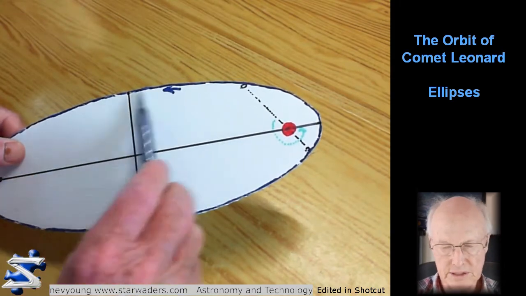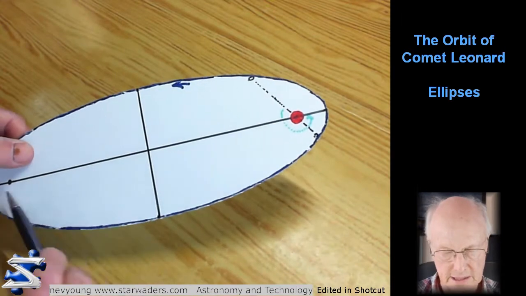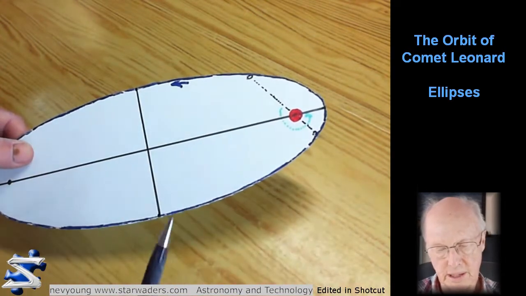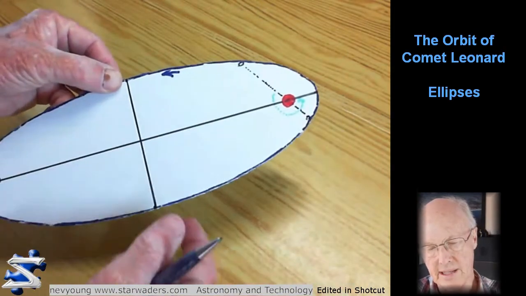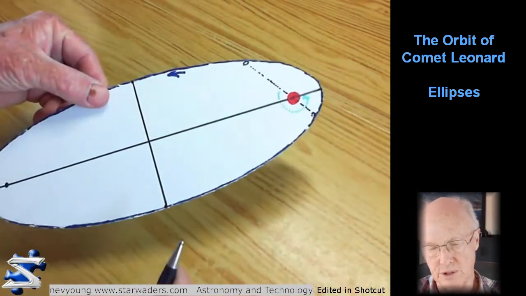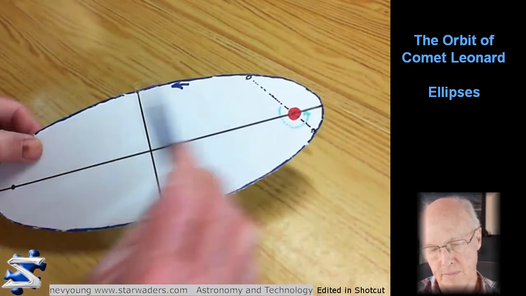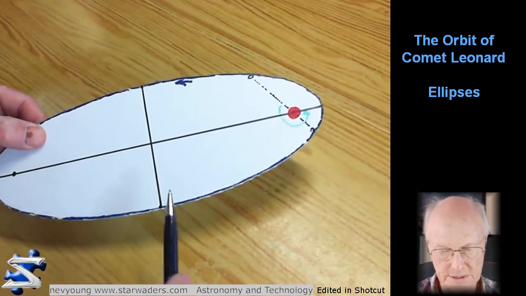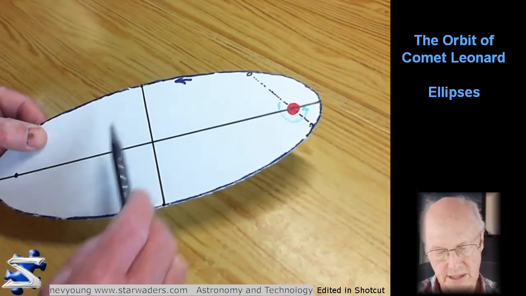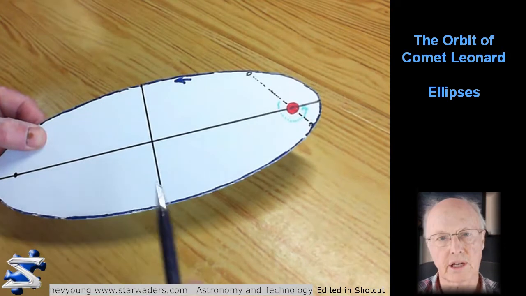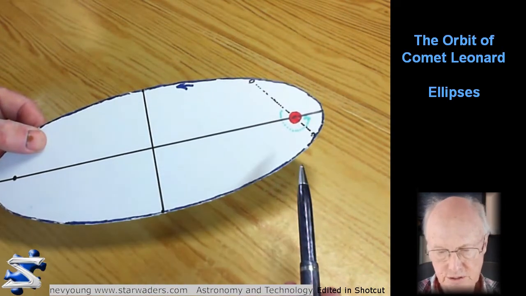So let's have a look at this ellipse over here. This could be any comet ellipse. It's got a long axis and it's got a short axis. If the short axis were the same length as the long axis, then this would be a circle. And the shape of an ellipse is determined by the ratio between the long axis, called the major axis, and the shorter axis, called the minor axis. And an ellipse has two focus points.